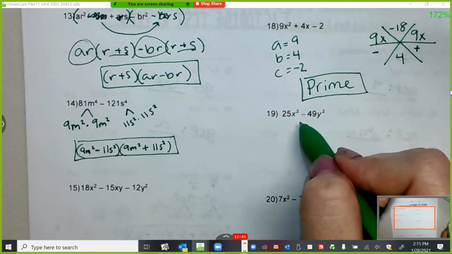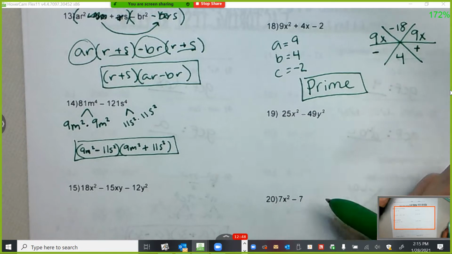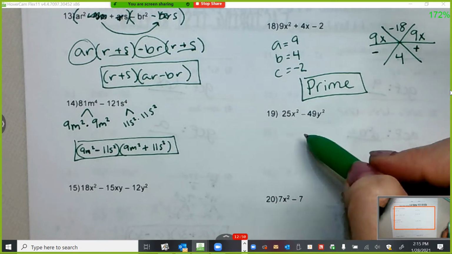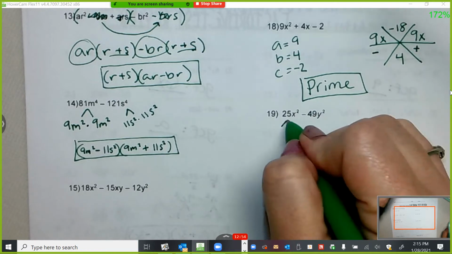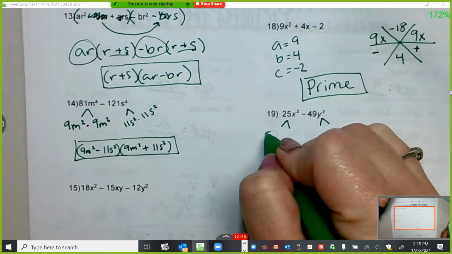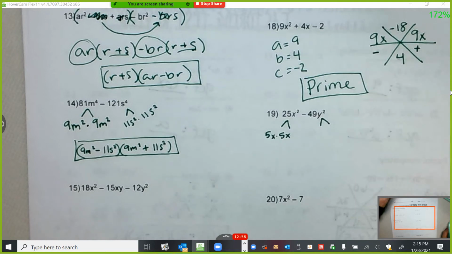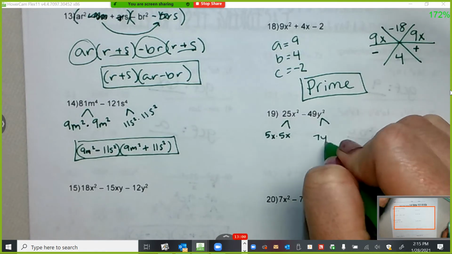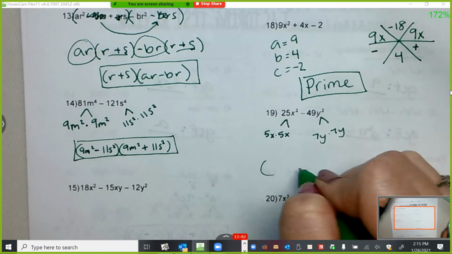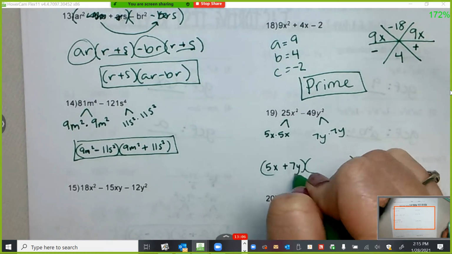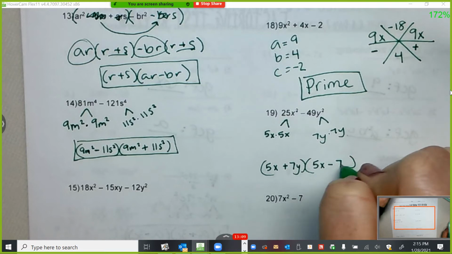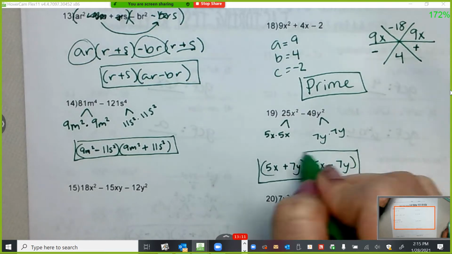Again, difference of perfect squares. 25 and 49 do not have a common number. X squared, y squared, no letter in common, so we're going to break it up. 5x times 5x is 25x squared. 7y times 7y. So again, difference of squares.